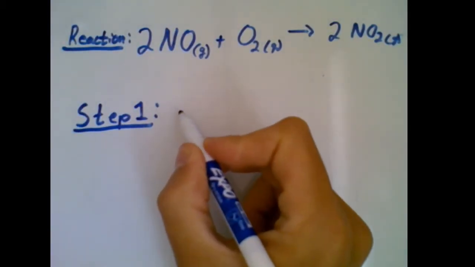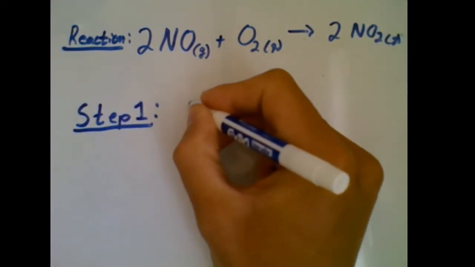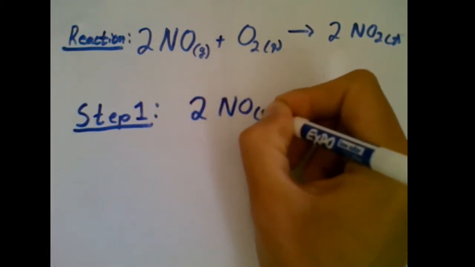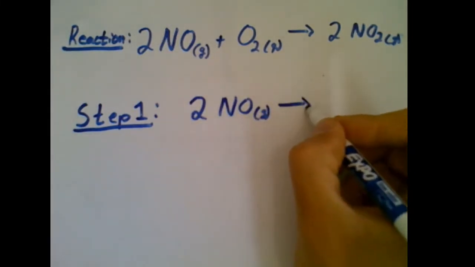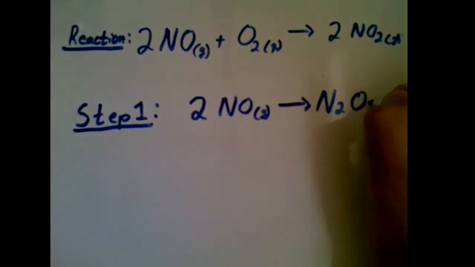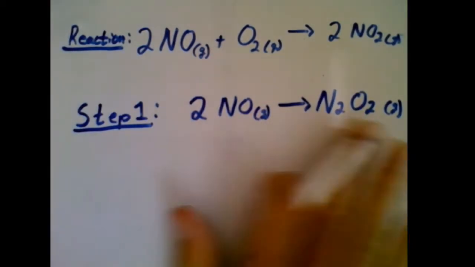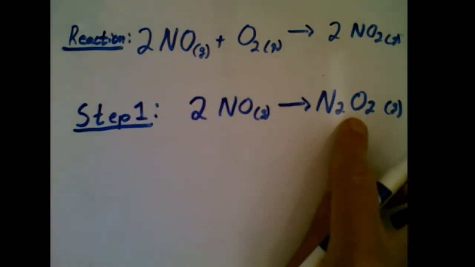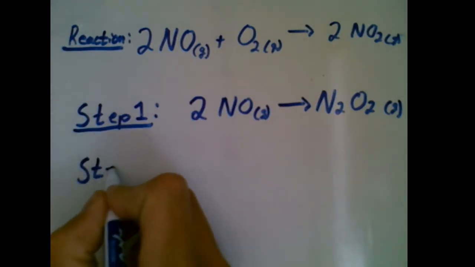So in step one of this reaction mechanism, what's going to take place is two of the nitrogen monoxides are going to collide with each other at the right angle with the right energy. And that's going to produce this substance, N2O2. That's our very first step. And that's all that's going to take place in the first step: two of those collide, they react and form this thing.